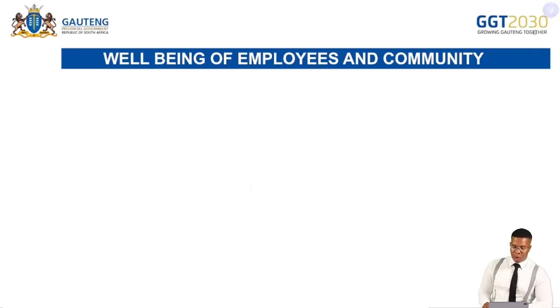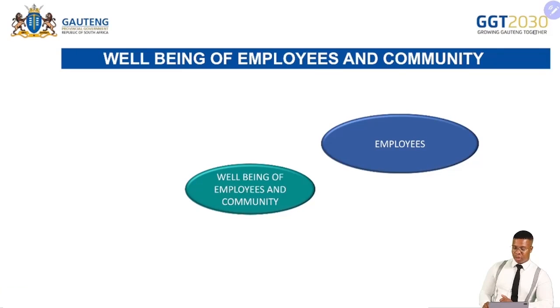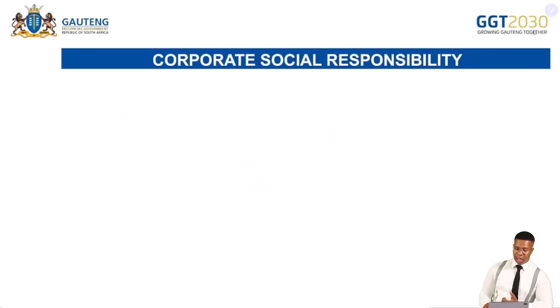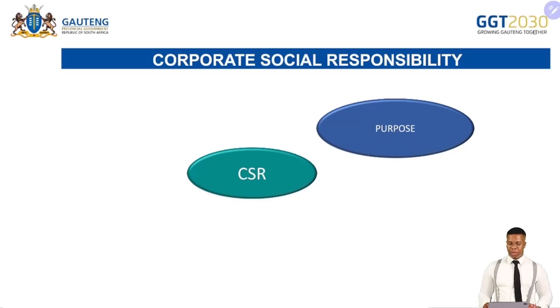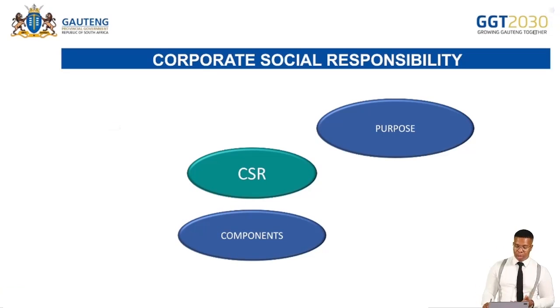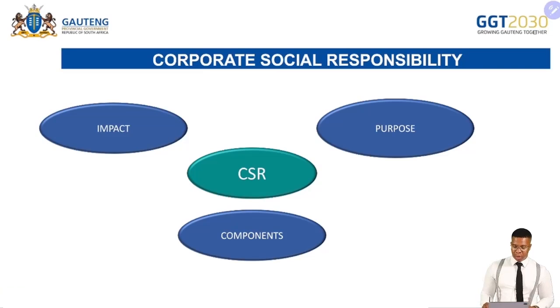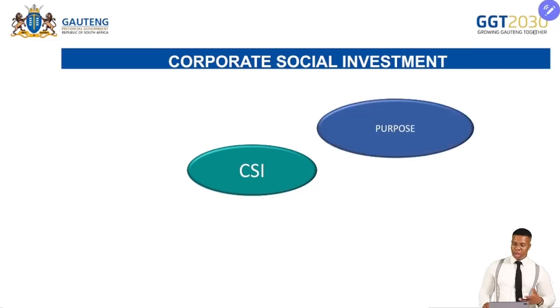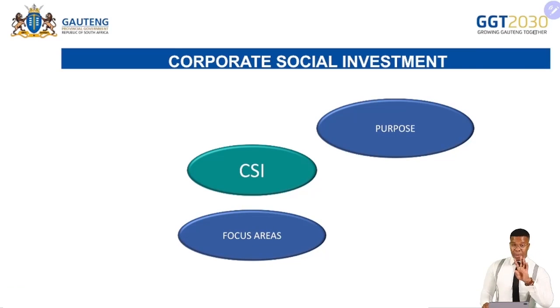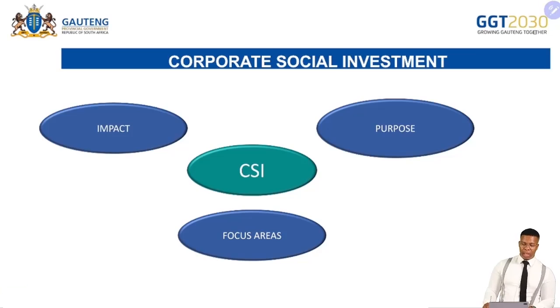Then the well-being of employees, the focus there is to say the business has to contribute time and effort towards the well-being of the employees and the well-being of the community. Corporate social responsibility is also an aspect to consider. You need to know the purpose together with the components and the impact of corporate social responsibility. Then corporate social investment, you should know the purpose together with the focus areas. Remember, you have four focus areas together with the impact.